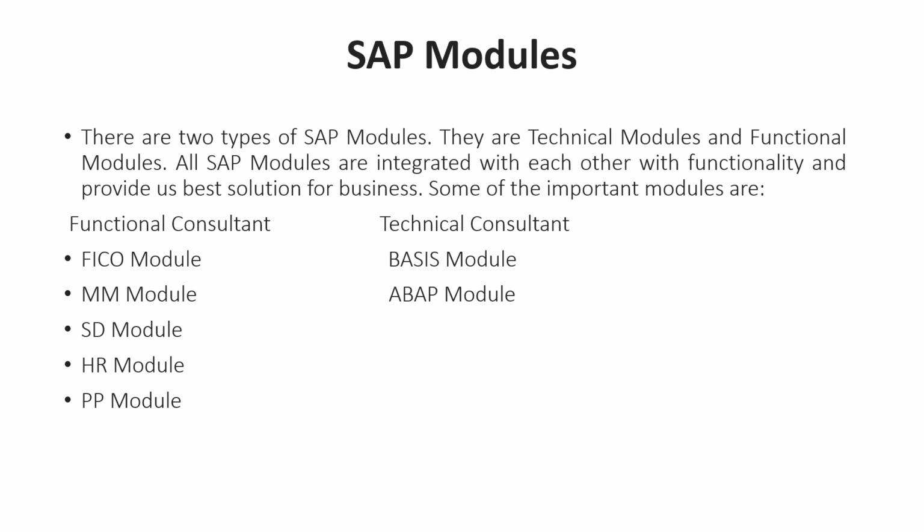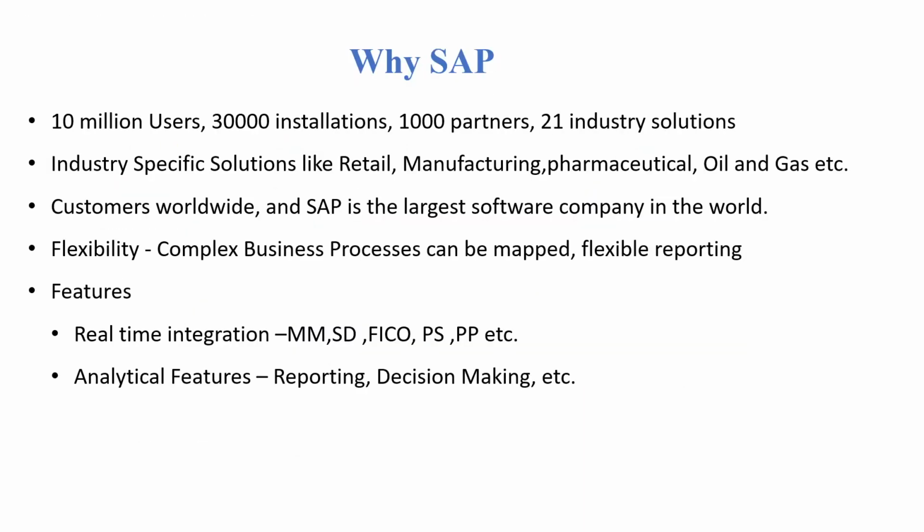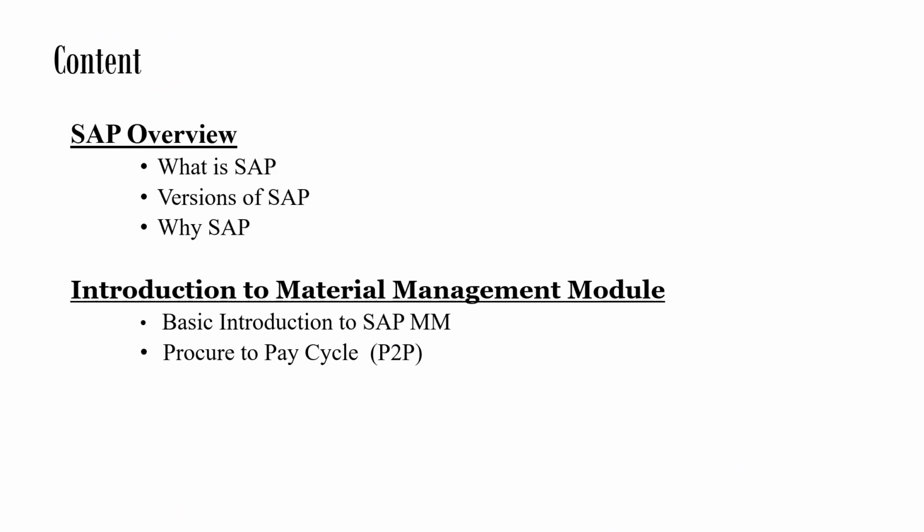Similarly, there is the finance module. FICO means finance and controlling module. The MM material management module deals with procuring the material, and there are SD for sales and distribution, the HR module, and PP for the production planning department. Like this, there are many modules. After learning the SAP MM module, there are two types of jobs: individual jobs and consultant jobs. I hope you understand what SAP is, and the introduction to the material management module, like the procure to pay cycle.